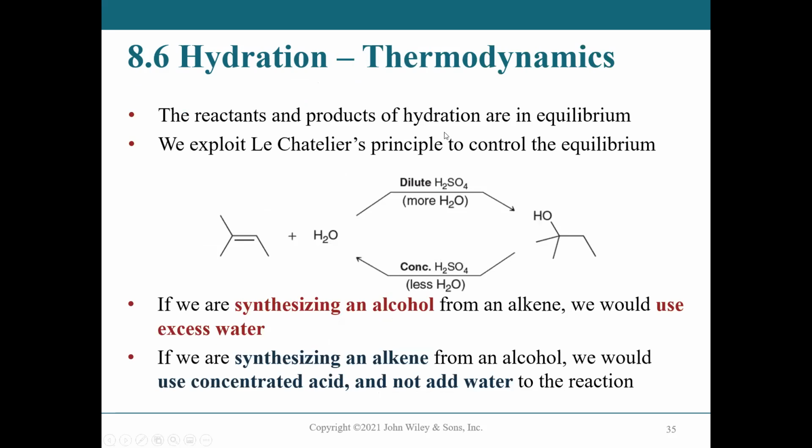So the reactions and products of hydration are in equilibrium. We can exploit Le Chatelier's principle to control the equilibrium. So let's say, for instance, we want to make this product over here. If you put in more of this stuff and more water, you're going to go to the right. Now, if you increase the concentration of sulfuric acid, going to the left, you take out water, you're going to be going this way. In this case, for the forward direction, you'd have to have dilute sulfuric acid.